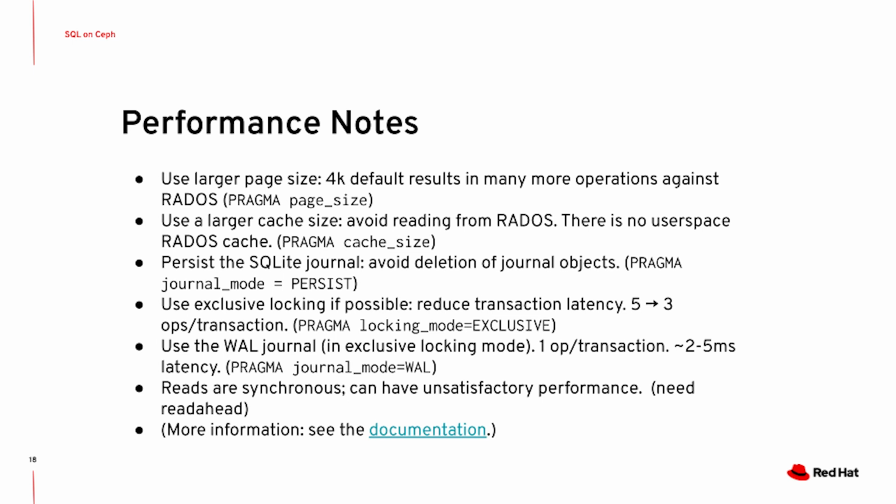You want to use exclusive locking of the SQLite database if possible. That can reduce your transaction latency from 5 to 3 operations per transaction. So normally when I enter a transaction in SQLite, I have to lock the database and then do some reads and writes, and then finally unlock the database. If I enter an exclusive mode of operation, SQLite locks the database once at the start and unlocks it at the end when I close the database. So that can save you a lot of ops whenever you're doing a transaction.